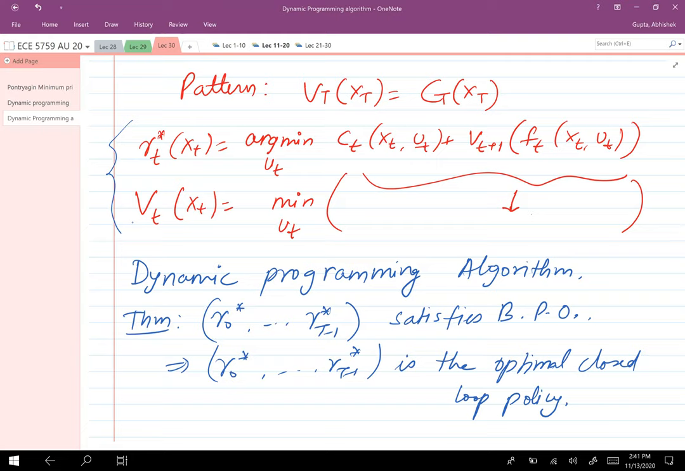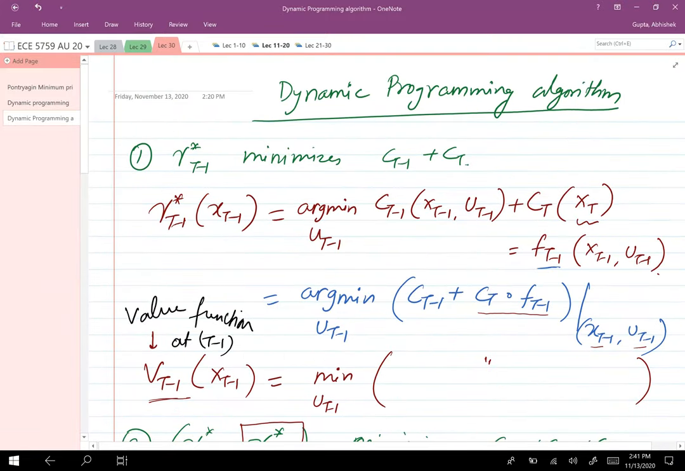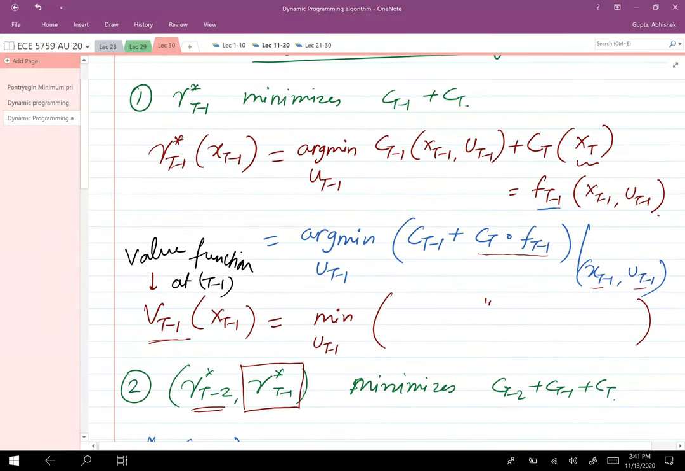Sorry, I had a question earlier, but I had a problem with the microphone. Okay, yeah, sure, go ahead. I had a question in dynamic programming algorithm step number one. When we find gamma star t minus one, is this the one that we're supposed to have been given? No, you are given this ct minus one plus ct, right? So you know what the cost function is. You know what the state transition function is. So you are given this ft minus one. And then for every xt minus one, you have to compute this argmin of this sum of two functions.